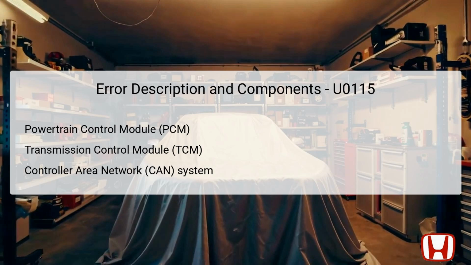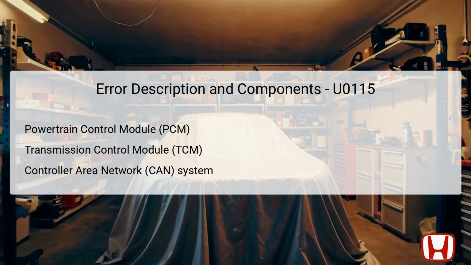The DTC U0115 pertains to a crucial error involving lost communication between the Powertrain Control Module, PCM, and the Transmission Control Module, TCM. The PCM, located under the driver's side dashboard, manages the engine's performance by processing data from various sensors. The TCM, usually found in the same general area, controls transmission functions and ensures smooth gear shifting.